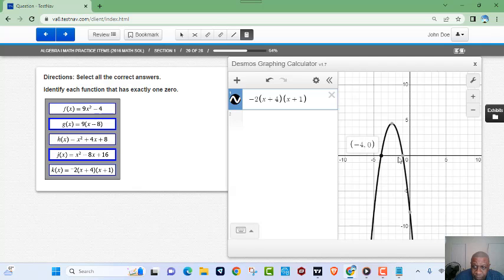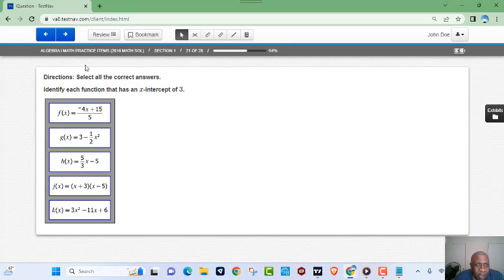There are 2 zeros here, 2 zeros. All right, so that's not it. So it was the g of x, 9 parentheses x minus 8, and then the j of x, x squared minus 8x plus 16. Those are our 2 options. All right, let's look at the next one here. Directions: select all correct answers, identify each function that has an x-intercept of 3.